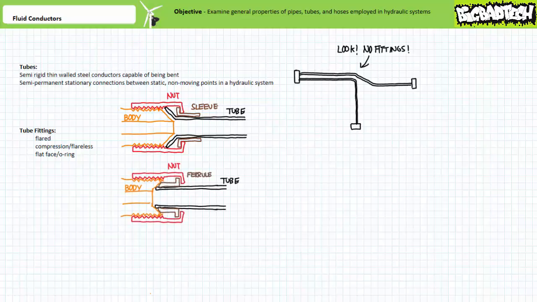A compression or flareless fitting, in contrast, does not require the tube to be flared to perform the seal. A ferrule, rather than a sleeve, grips the outside of the tube by cutting into the outside surface when the fitting is assembled and properly torqued to specification.